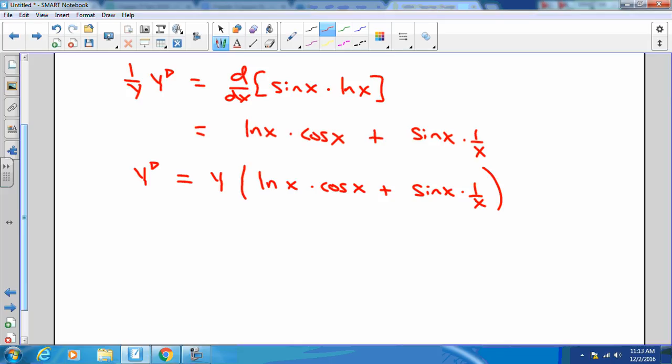Okay, good. And finally, how do I write this only in terms of y? Excuse me, only in terms of x? Replace y. What is y? It's what I said it was up there, x to the sine x. Is this an ugly result? Yes. Was it an ugly function to begin with? Yes. Are we surprised? No.